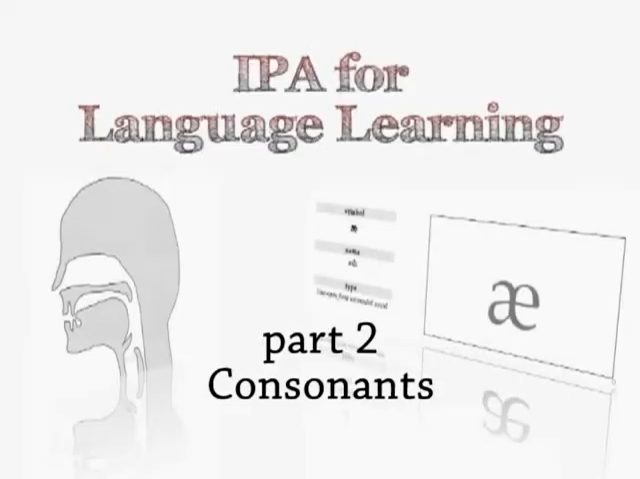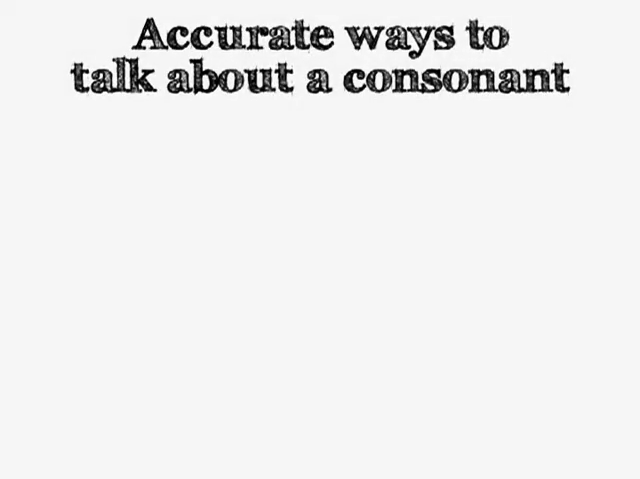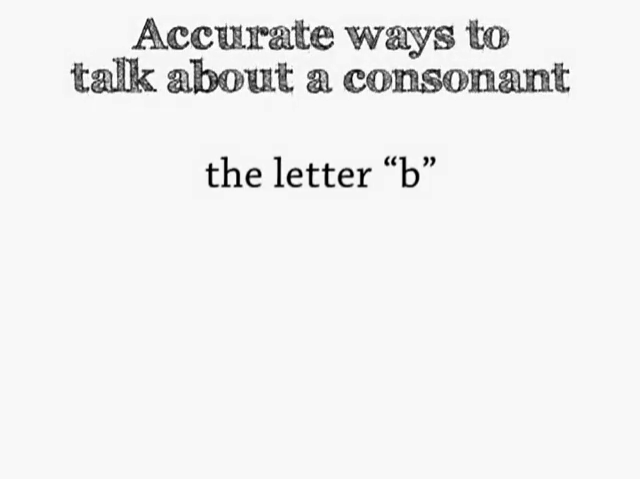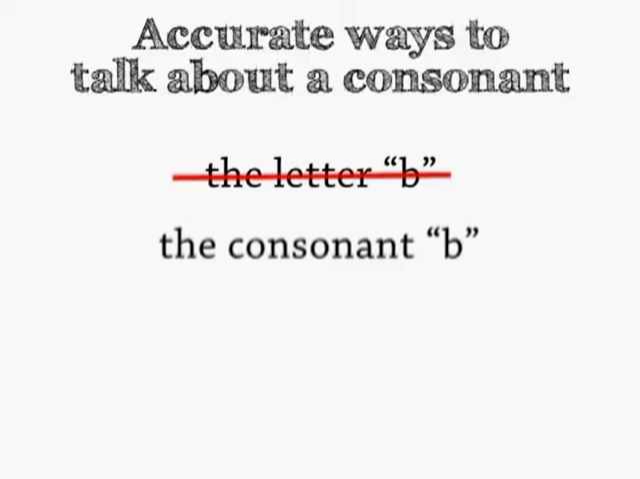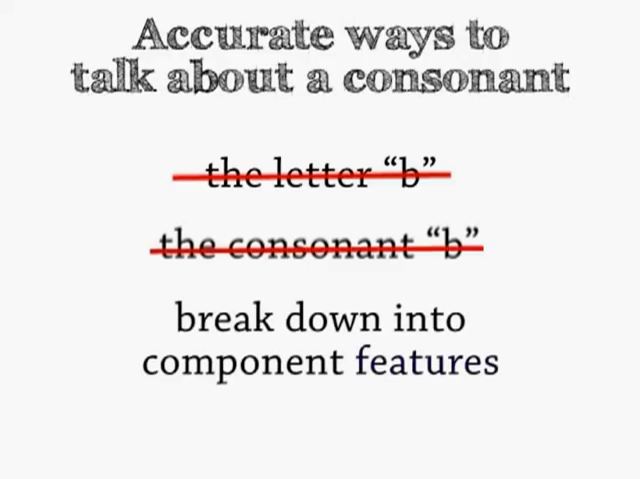Like vowels, when we talk about consonants in the context of phonetics in the IPA, we don't tend to say the letter B or the consonant B. Instead, we distinguish features, the building blocks that make up consonants. For starters, we'll consider three basic features of consonants.